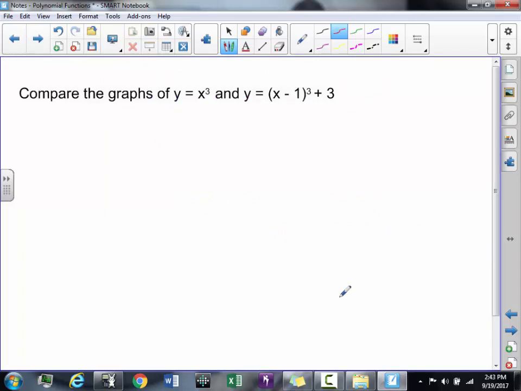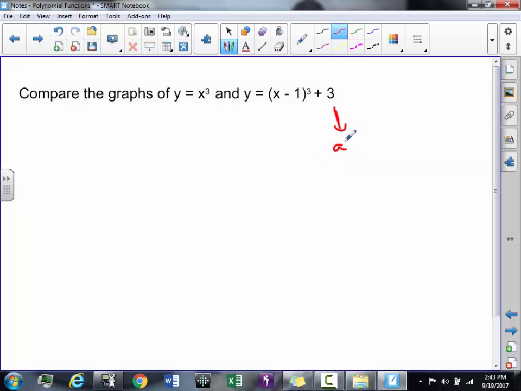Let's try this one here. Let's compare the graph of y equals x to the 3rd and then y equals, pardon me, (x minus 1) cubed plus 3. Using what I've shown you before, let's not even graph it yet. Let's just talk about the two modifications we have. This plus 3, you guys see that's a modification we've made, right? Is that plus 3 after the cubing function is over or before?